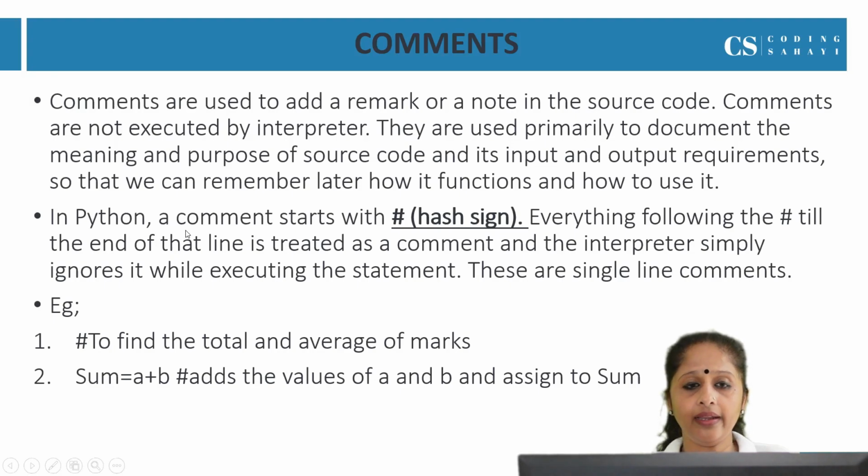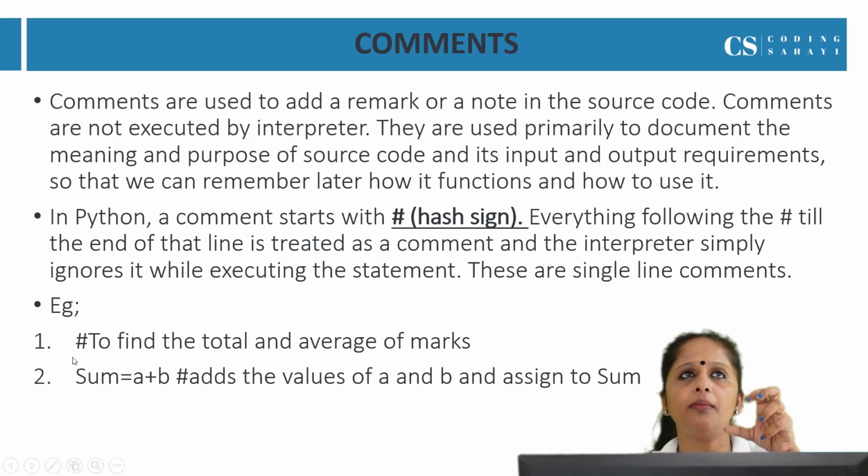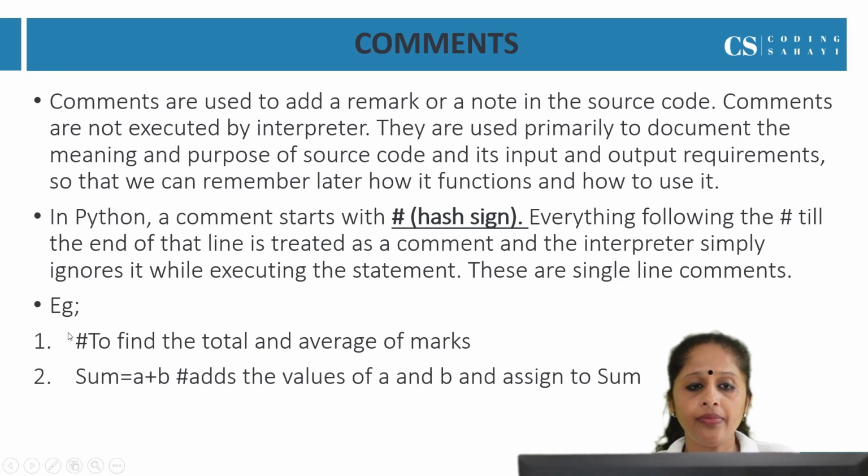So in Python, how can we write a comment? A comment can be written using hash symbol. You can see this hash sign, right? So using hash sign, we can write the comments. Let's see. See here, I have written hash to find the total and average of marks. So I am going to write a program to find the total and average of marks. So before starting the program, I can write like this, hash to find the total and average of marks. While running the program, the interpreter first sees this hash symbol. This line, to find the total and average of marks, will not be checked by the interpreter.